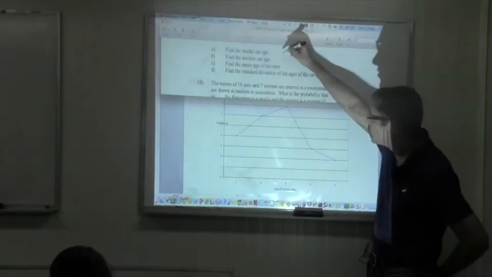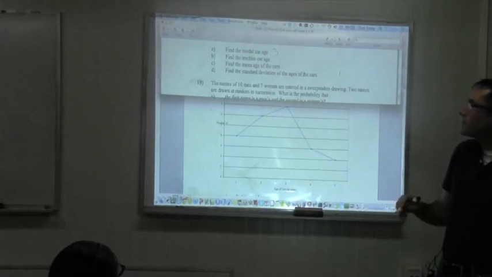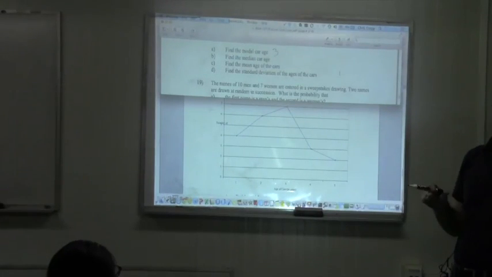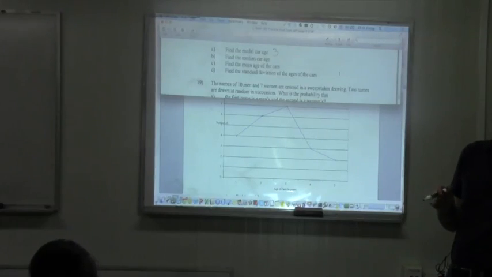There's 7 cars that are 3 years old. This has got to be 3. Okay? The median car age. This one's a little trickier. This one you probably have to write it all out. Yeah, that's what I did.